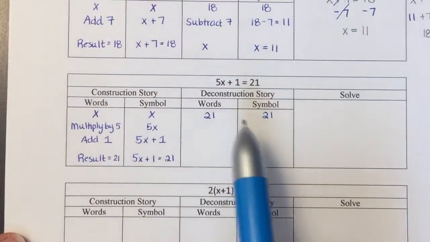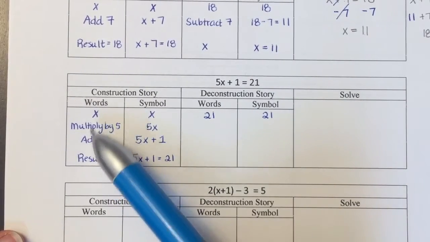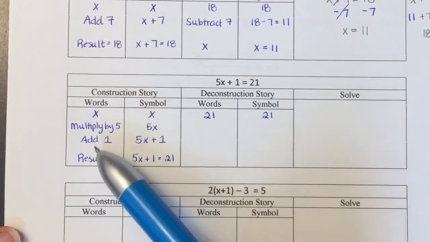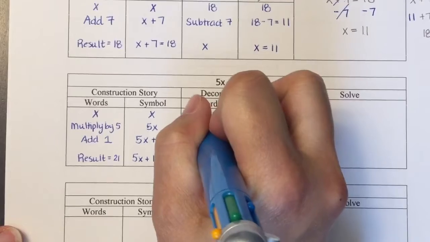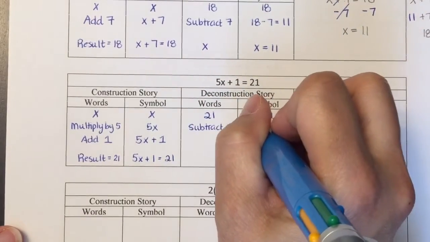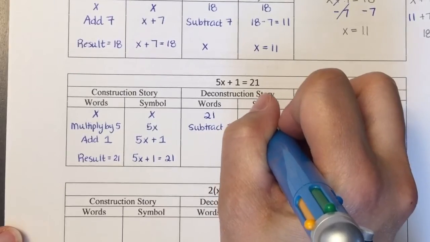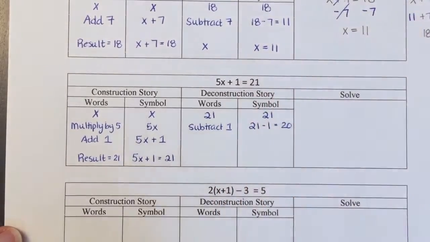Okay, and now we're going to do the opposite, but when we deconstruct it, we start from the bottom and then work our way back up. Okay, so the opposite of adding is subtracting. So we're going to subtract 1. So this is going to be 21 minus 1, which is 20.